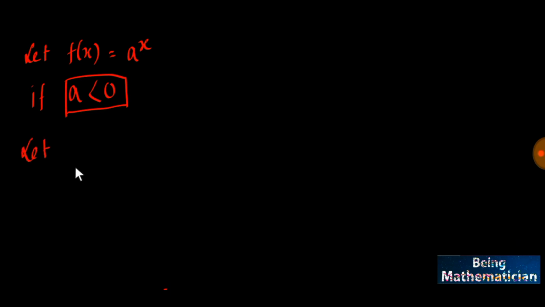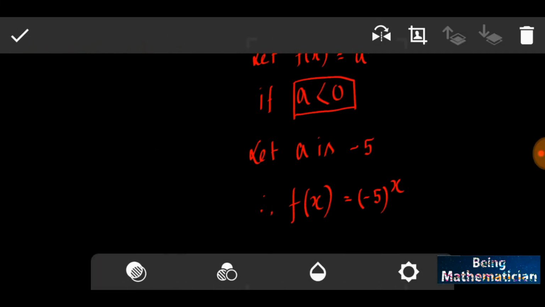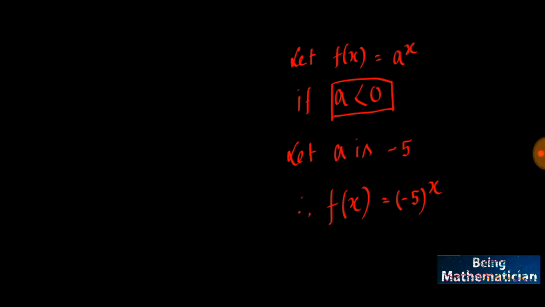Let us assume that a is -5. However, you can choose any negative number instead of -5, but here we should proceed with -5. Therefore, we can write f(x) is equal to (-5) to the power x. Now let's make a table with integral inputs of x.